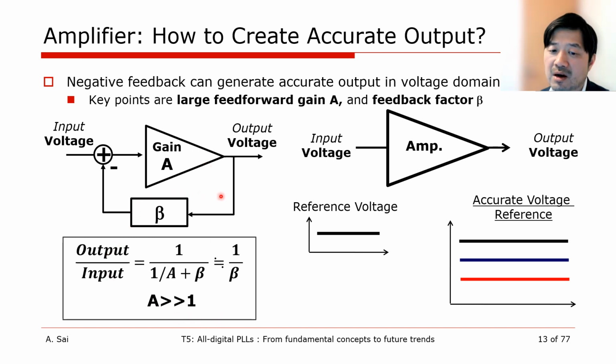In the case of the operational amplifier. In other words, if high gain and low noise feed-forward gain can be achieved, it is possible to generate an accurate and low noise output voltage determined by the feedback factor.